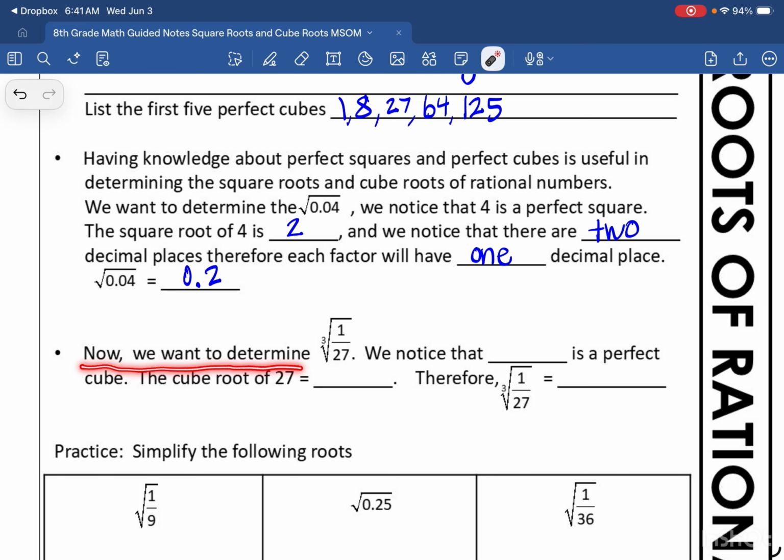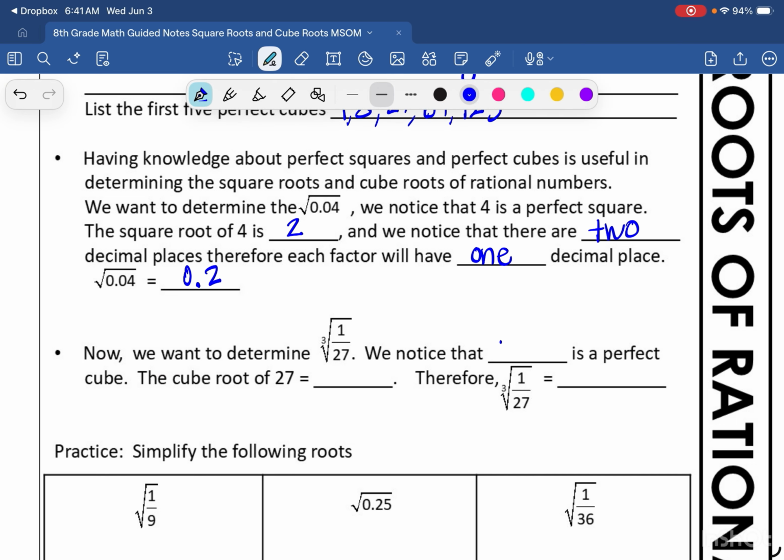Now we want to determine the cube root of 1 over 27. We notice that 27 is a perfect cube. The cube root of 27 is 3, because 3 times 3 times 3 is 27. Therefore, the cube root of 1 over 27 is going to be 1/3, because 1/3 times 1/3 times 1/3 is going to give me 1 over 27.